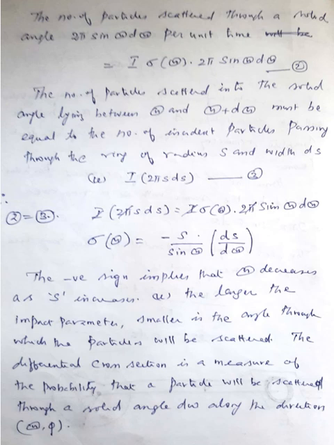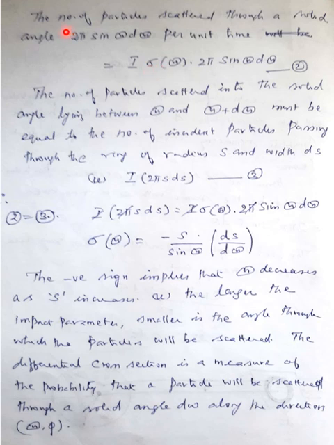The number of particles scattered through the solid angle per unit time: the solid angle will be 2 pi sin theta d theta, then multiply it with I into sigma theta. Therefore, the number of particles scattered through a solid angle 2 pi sin theta d theta will be I into sigma of theta into 2 pi sin theta d theta. Let it be equation number 2.